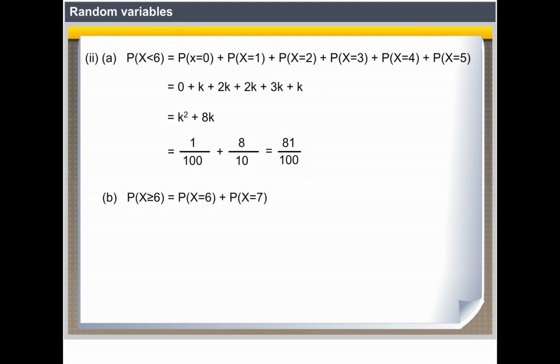Subdivision B. Probability of x greater than or equal to 6 equals P of x equal to 6 plus P of x equal to 7, equal to 2k square plus 7k square plus k. After adding, we get 9k square plus k. After substituting the value of k square, we get 9 by 100 plus 1 by 10 equal to 19 by 100.